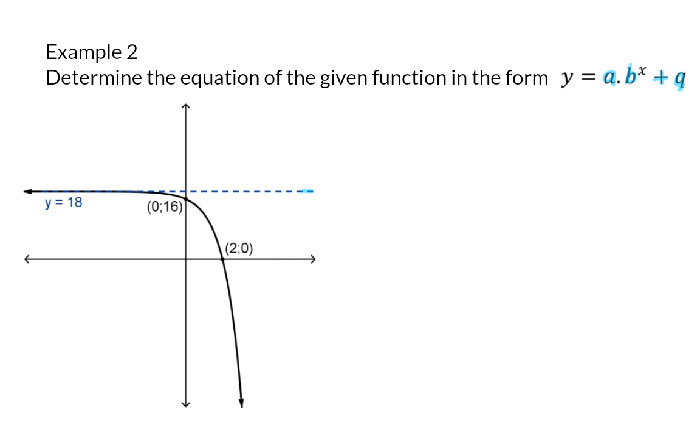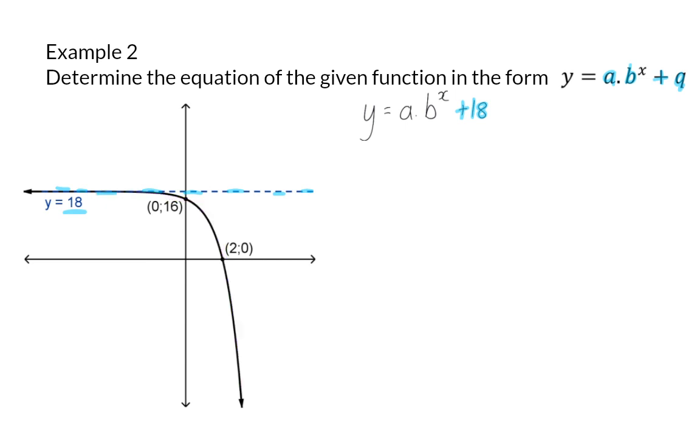Again, I'm going to start off with my horizontal asymptote, which is given as y is equal to 18, and substitute that into the equation. Further, if you look at the sketch, you will see that the graph is below the horizontal asymptote, which means there was a reflection around the x-axis. So you can just keep in mind that the a value should be negative.